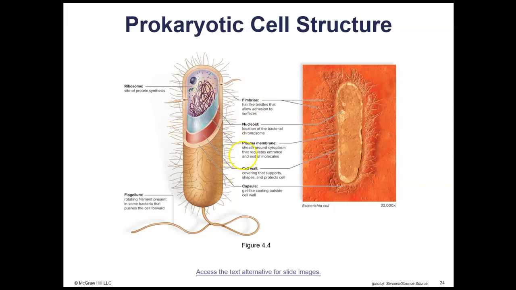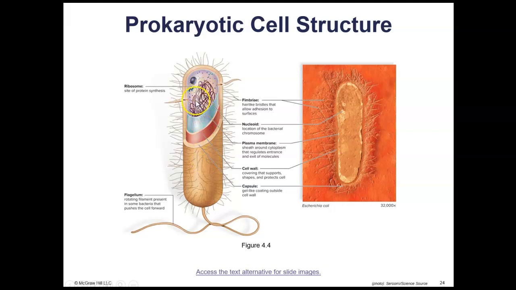But we'll start with the covering of the cell, and that would be this kind of light blue structure, the plasma membrane. And then outside of that is the cell wall. In bacteria, that cell wall is composed of peptidoglycan. And then there is a capsule outside the cell wall sometimes, and that capsule can be a gel coating or it can be more of a solid. But regardless, there are three layers.